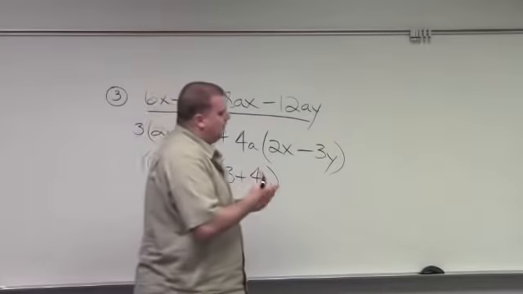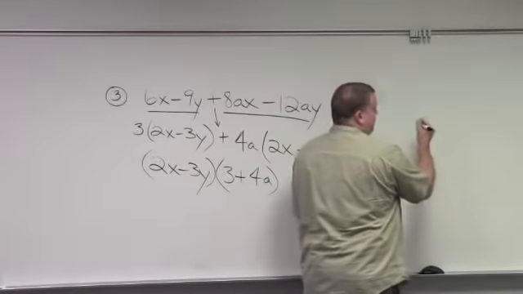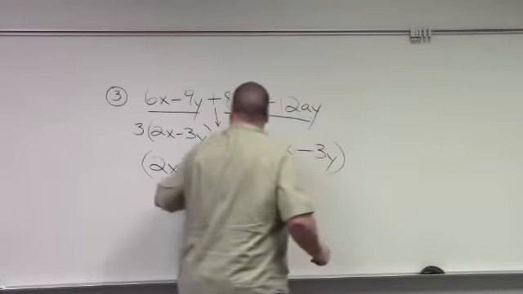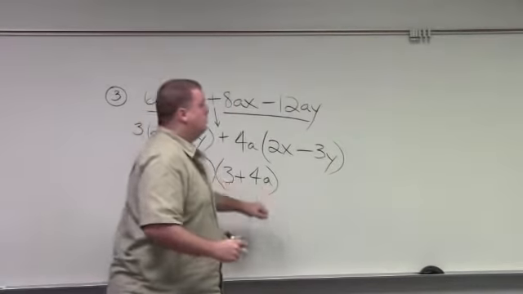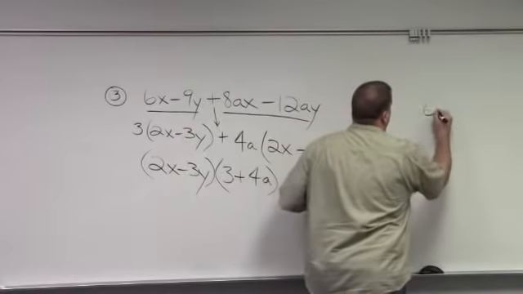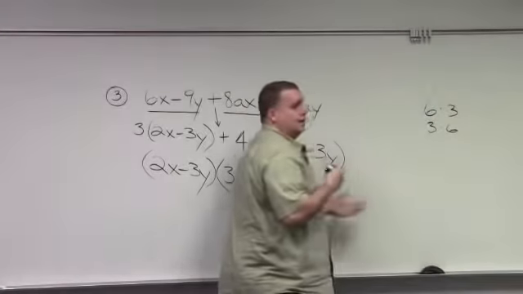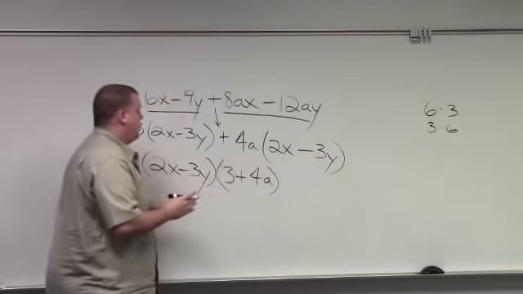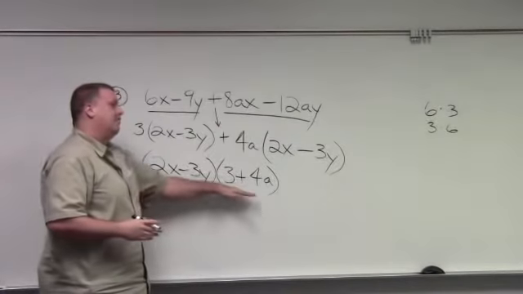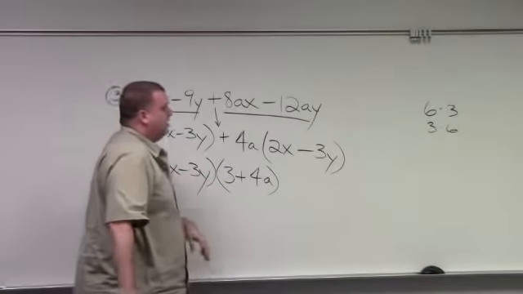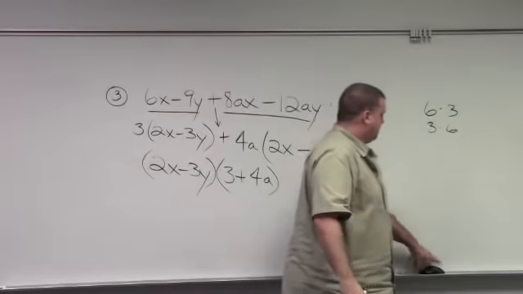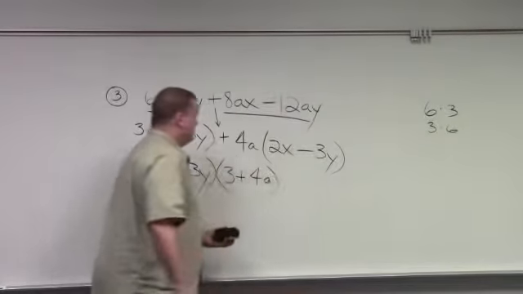The reason why it doesn't matter the order, think about multiplication in general, because that's what we're doing here, right? We're taking this times that. Is 6 times 3 the same thing as 3 times 6? That's why the order doesn't matter. So when you're factoring, just make sure you have the same information, but it does not matter the order of the parentheses. Okay. Everybody good on that one?